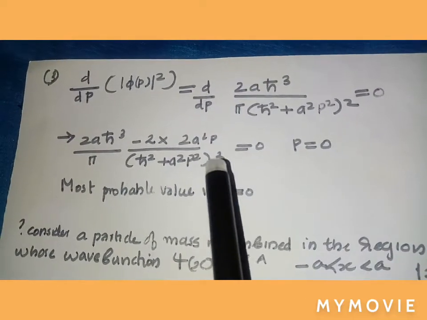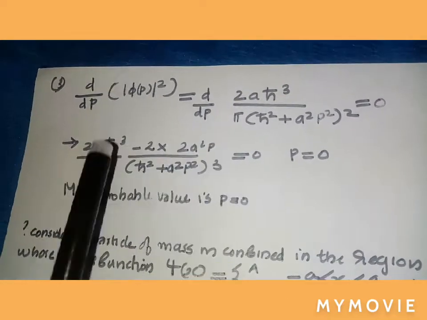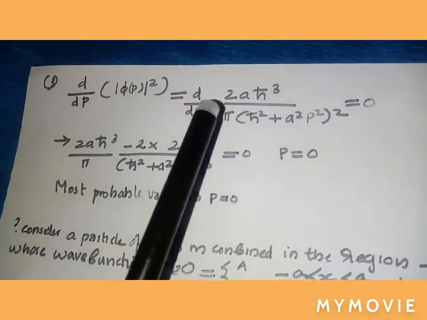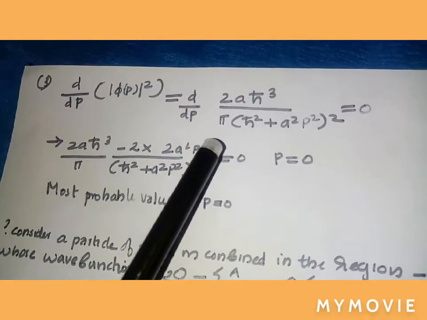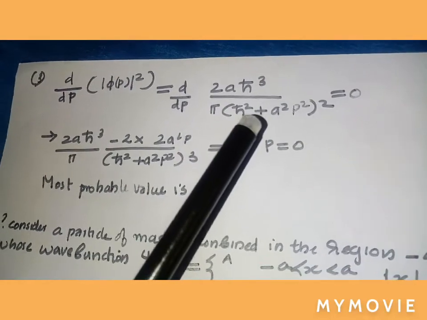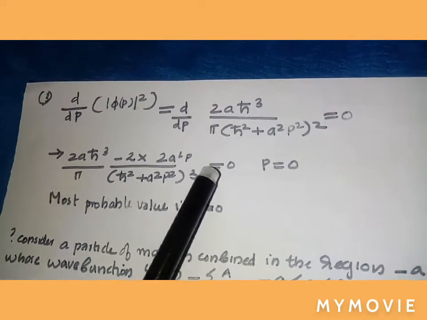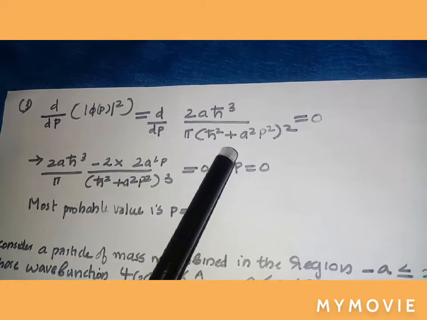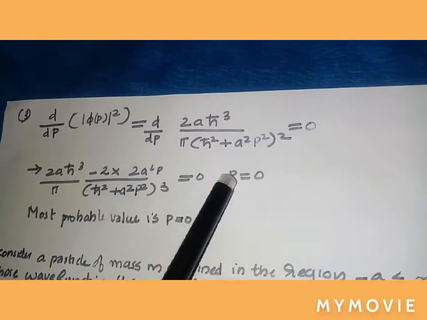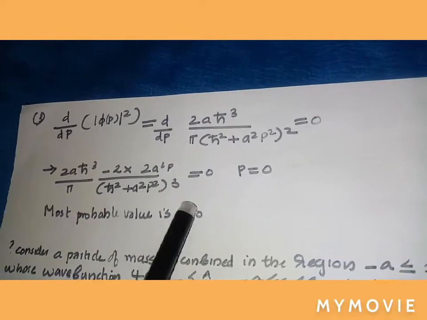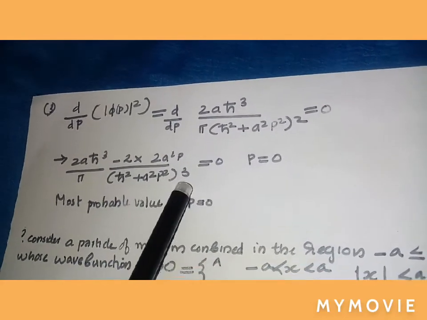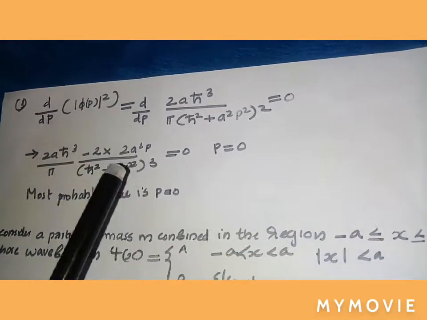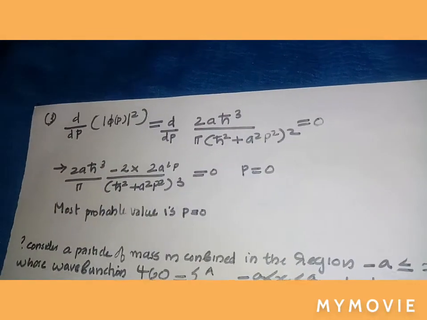After that, finding the derivative, we know that 2a ħ cube divided by π is constant, and the derivative of 1 by x all squared is minus 2 by x cube, and here the derivative is 2a square p. Equating to 0, we get the momentum value as 0. So we get the most probable value of momentum as 0.